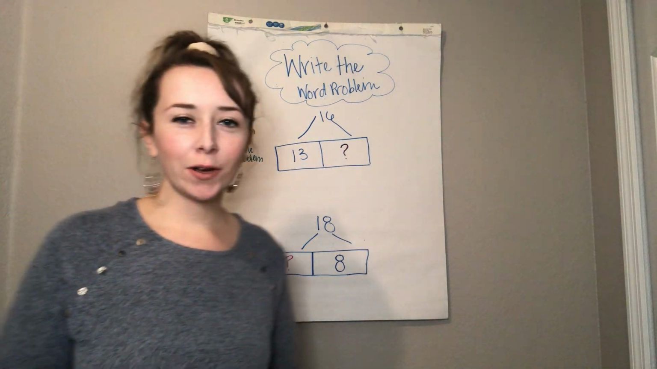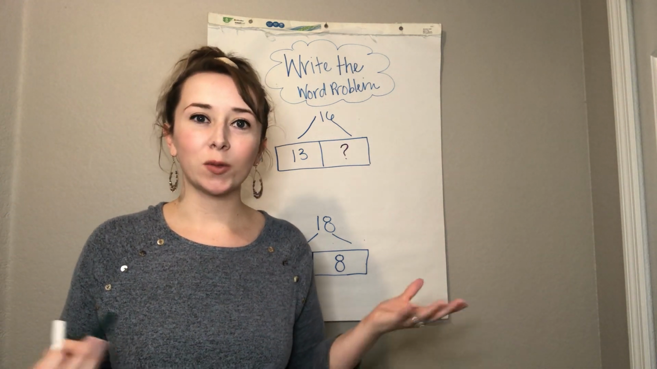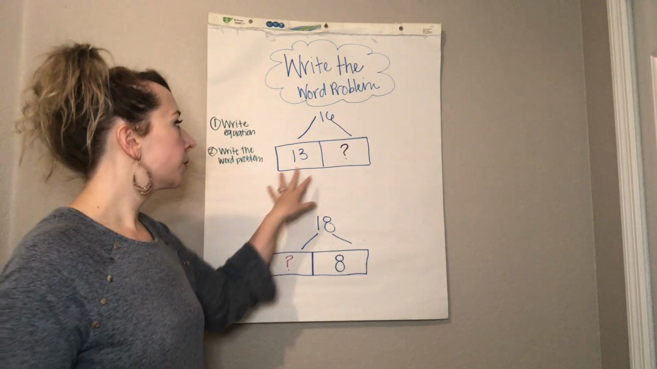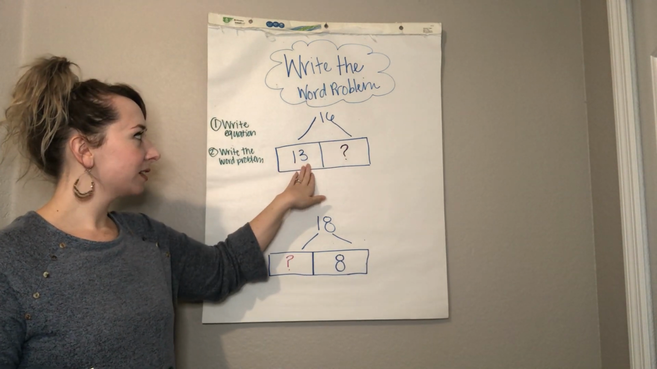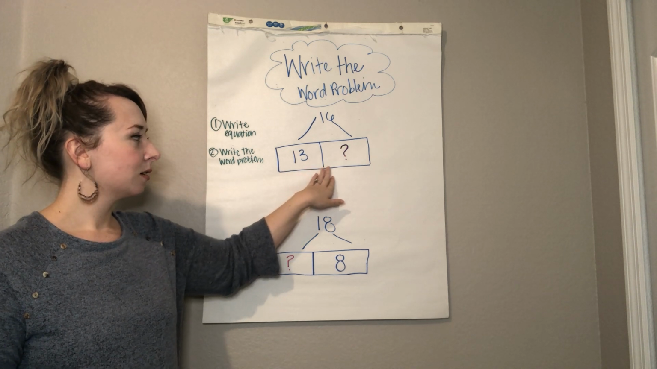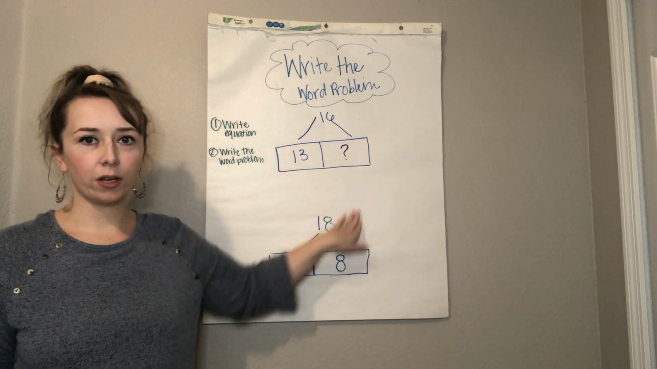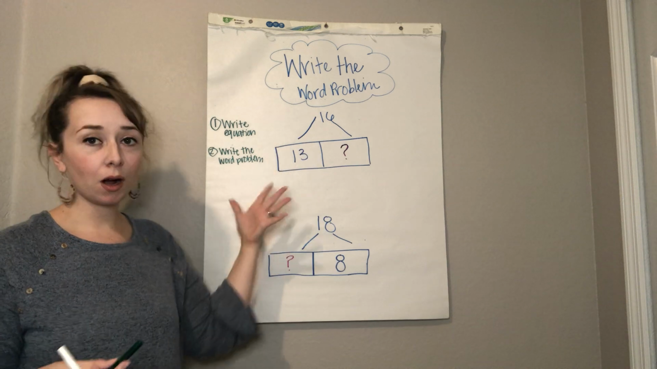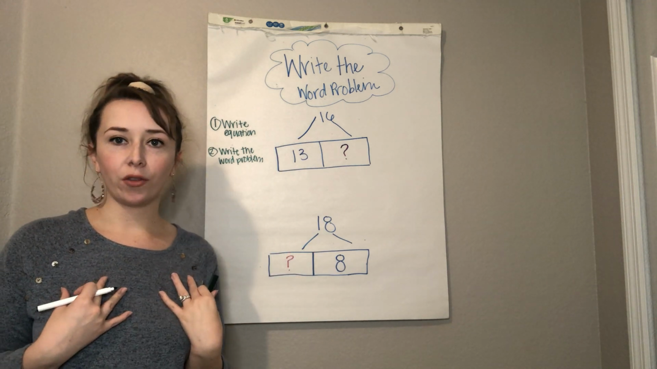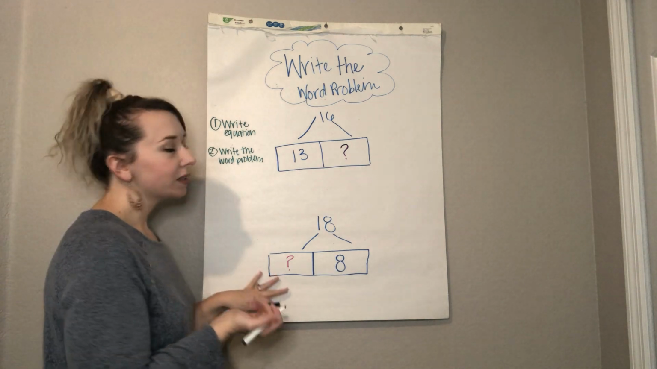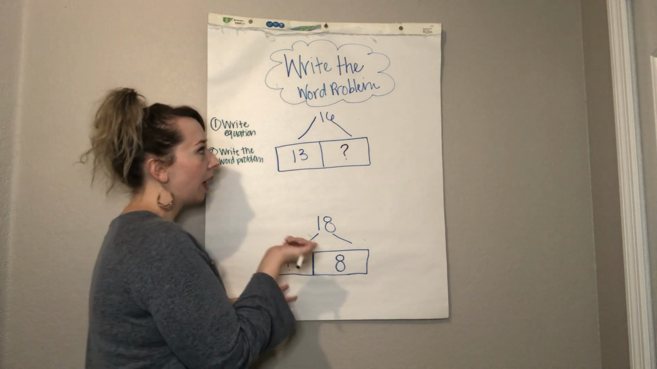All right, I gave you a few extra seconds to really look at the problem because we need to know what we're working with. So in this model, it tells us we have 16 total. Part of that 16 is 13 plus an unknown part here. So we are trying to figure out a problem that would match this. I'm going to show you how I would write the first one here. So let's do frogs. I'm going to go ahead and label this here.